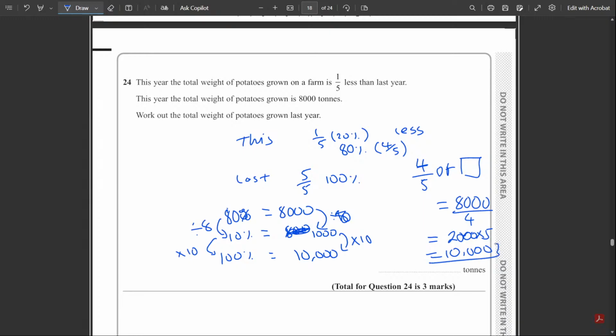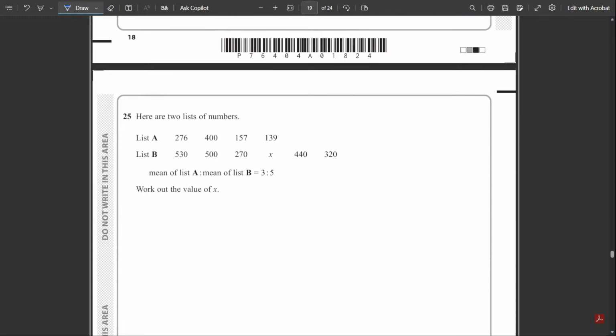So last year it would have been 10,000 tons, and if you now do 1/5 of 10,000, that is 2,000, and 2,000 less than 10,000 is 8,000. So it's the reverse percentage question. Okay. Slightly tricky, but we can get there quickly.